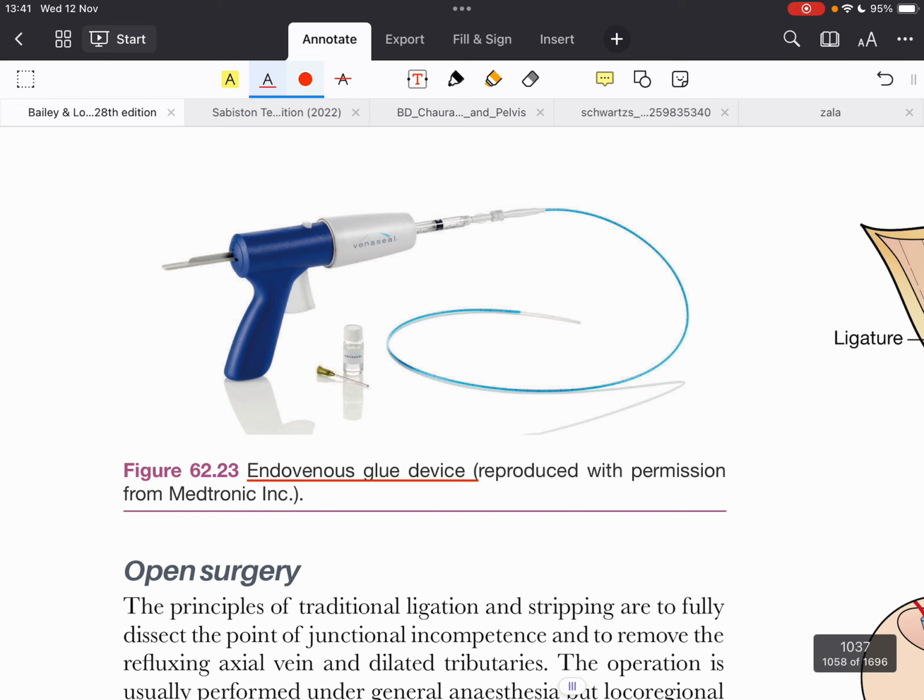Endovenous glue device reproduced with permission from Medtronic.